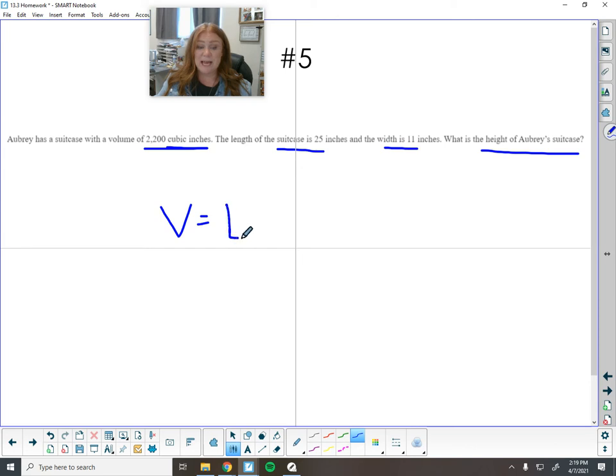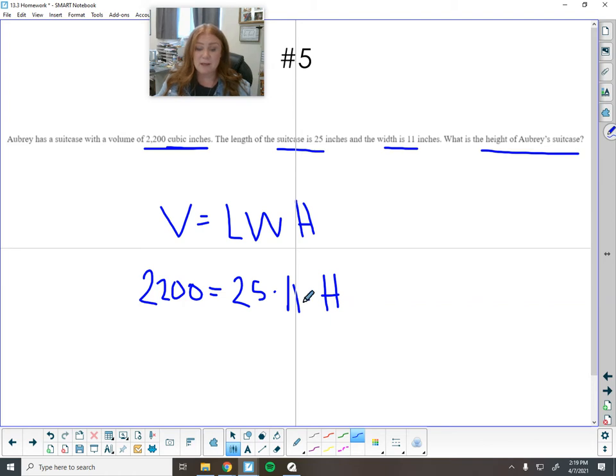So volume is length times width times height. So we know the total is 2,200. The length is 25. The width is 11. And we don't know the height. So we're going to start here and we want to combine what we know. So 25 times 11. So do that.